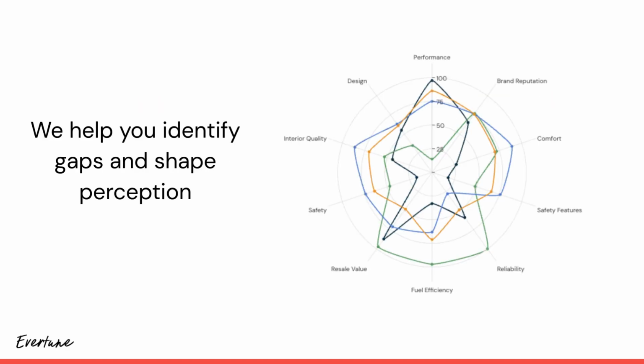At Evertune, we help you understand how LLMs see your brand across thousands of contexts, identify gaps, and shape the perception of your brand in both the training and search phases of an AI model. Because in the age of AI, marketing isn't just about optimization. It's about building your brand with consumers and AI.